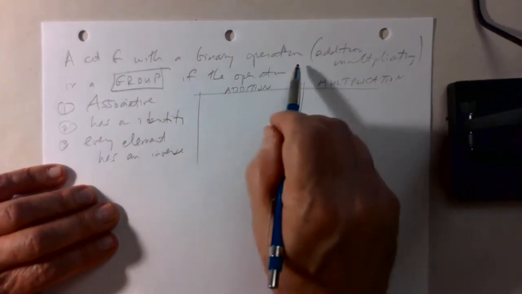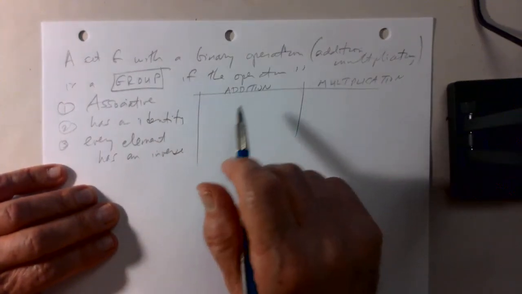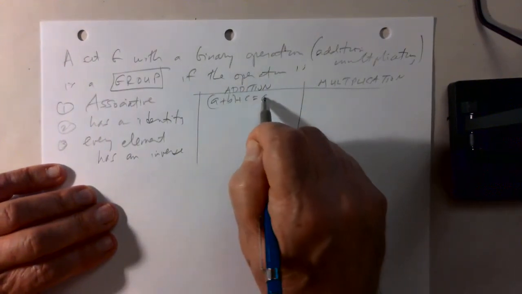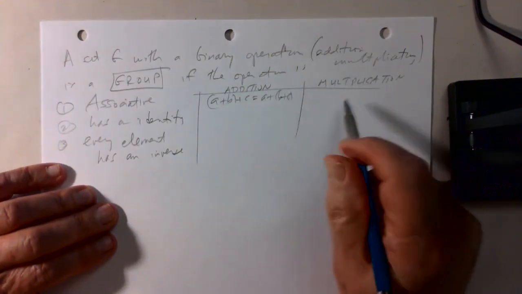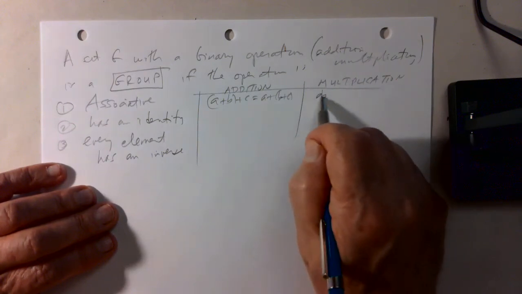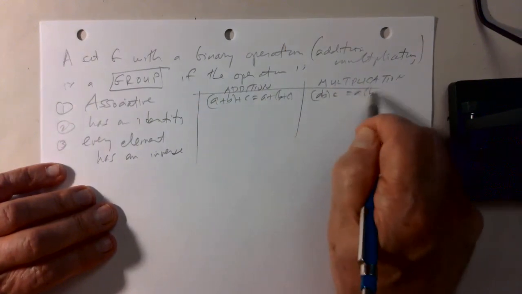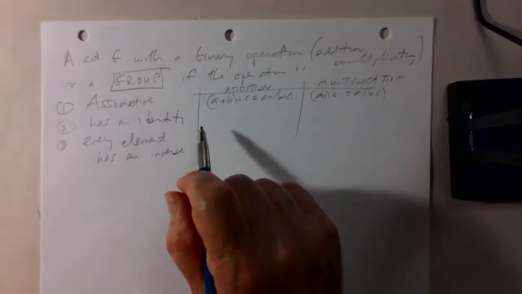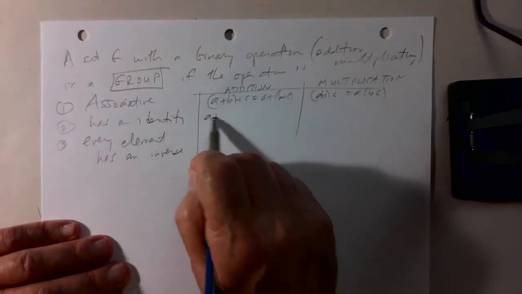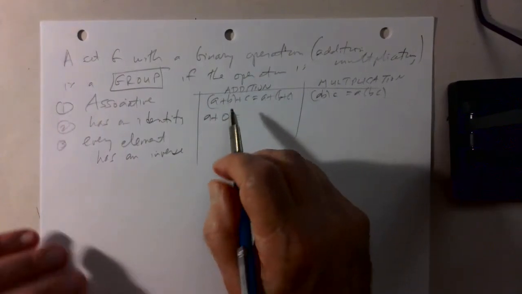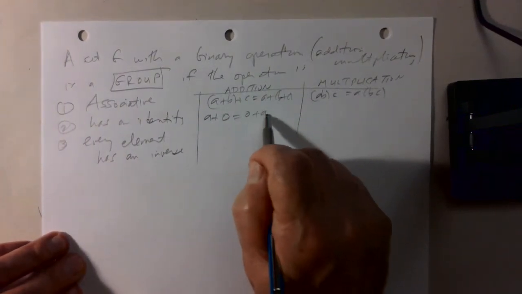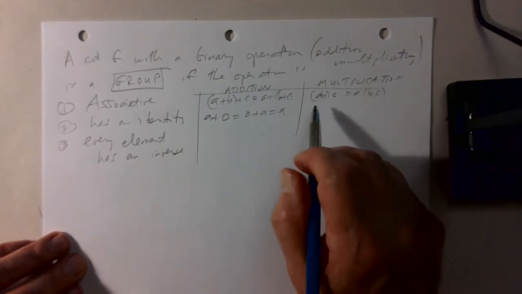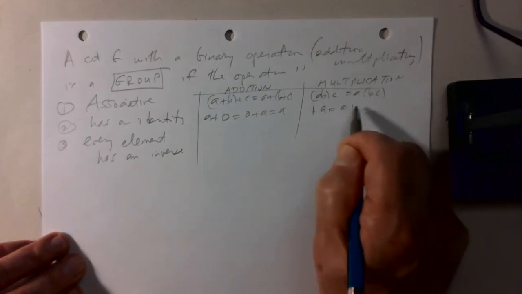Associativity means A plus B plus C is A plus B plus C. And under multiplication, it means A times B times C is A times BC. And identity means, well, that's right, the additive identity is 0. There exists a 0, an element in the set, where A plus 0 and 0 plus A equals A. We often write the multiplicative identity as 1. 1 times A and A times 1 equals A.